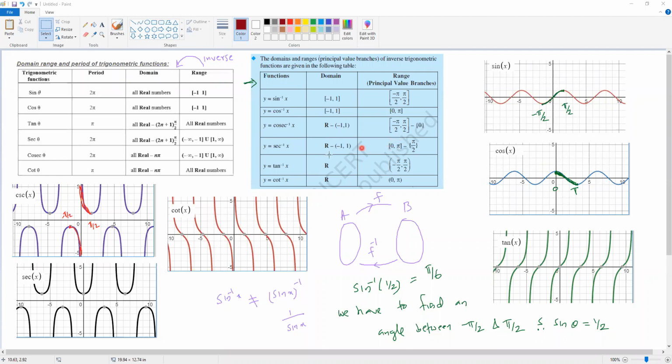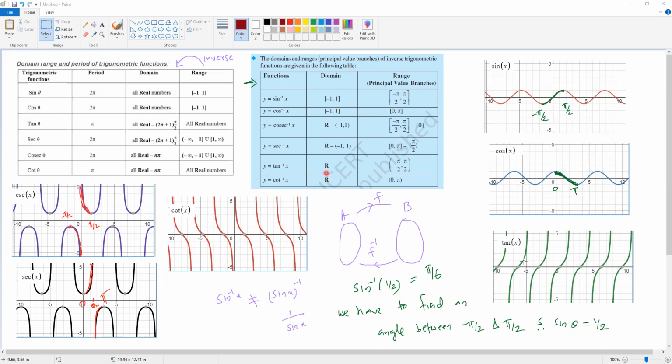Got it? Similarly, secant: we fix it so that it is from 0 to pi. This one I am just drawing with the red color. You can see this is 0, this is pi, and the function is not defined at pi by 2. So the principal value branch of sec inverse x is: you have to find the angle between 0 and pi except pi by 2, because sec inverse is not defined at pi by 2. Clear?